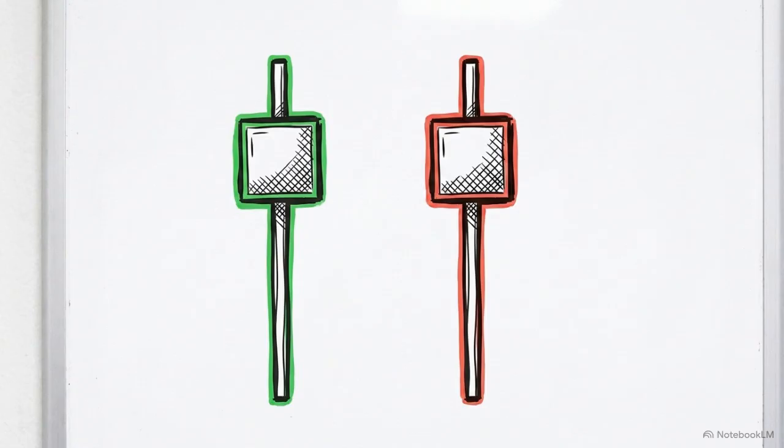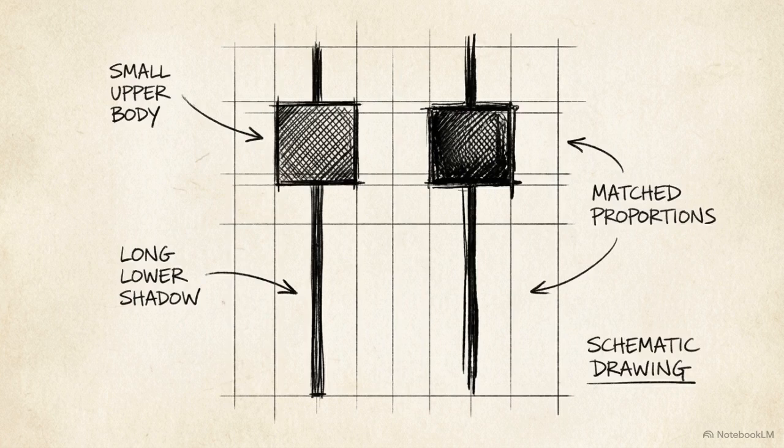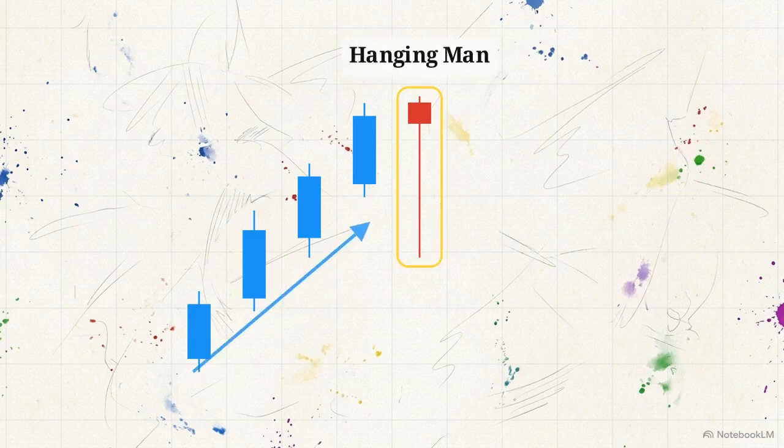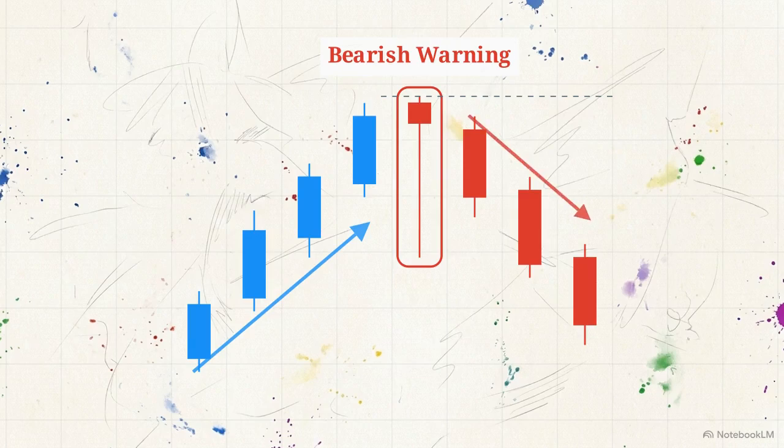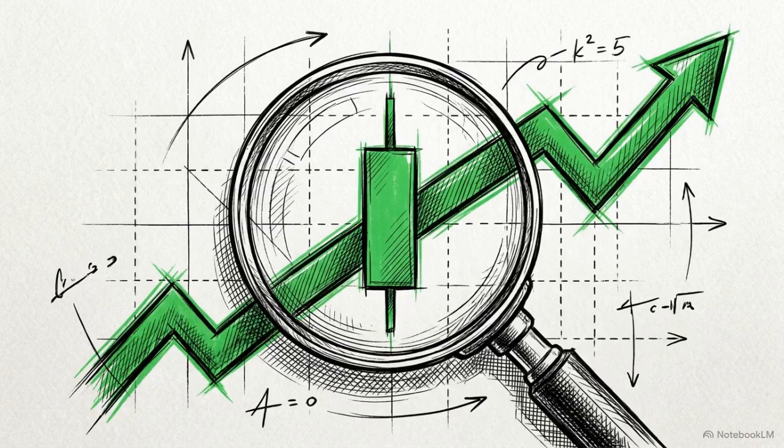Now, contrast the hammer with the hanging man pattern. Visually, they look absolutely identical. They have the same small real body and the same long lower shadow. Here is the major point of failure for beginners. If this exact same shape appears at the peak of an uptrend, it becomes a bearish warning sign, not a buy signal. The context and the trend dictate the validity of the pattern.